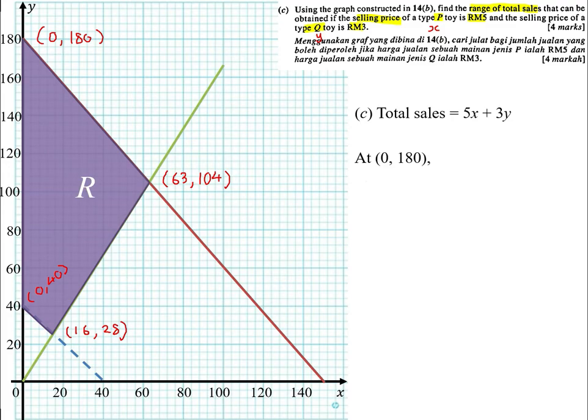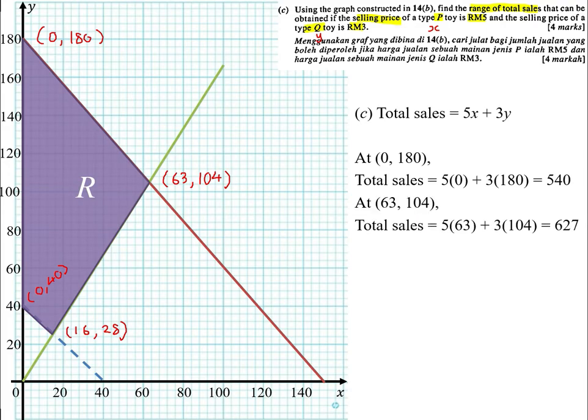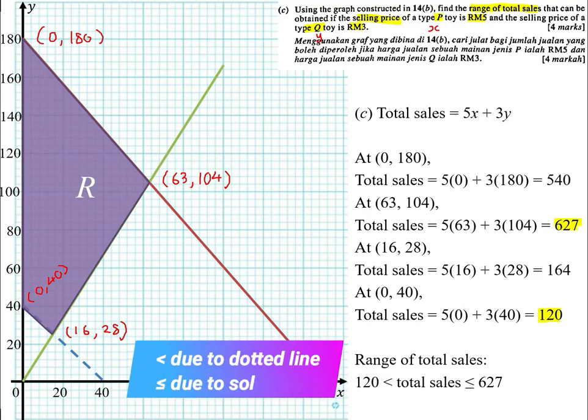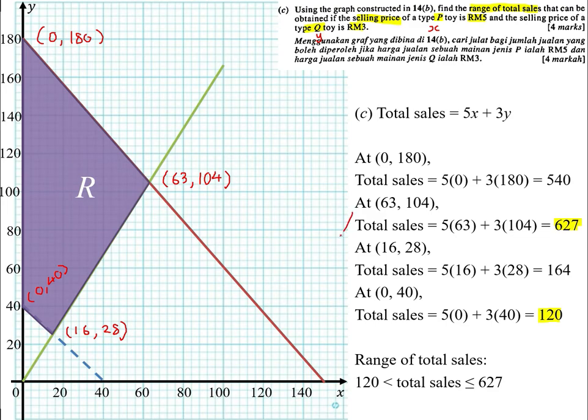At the point (0, 180), the total sales is 540. At (63, 104), the sales is 627. At (16, 28), the sales is 164. And at (0, 40), we can see the maximum value here is 627 and the minimum value here is 120. With this, we get the range of our total sales, which is 120 less than or equal to total sales less than or equal to 627.